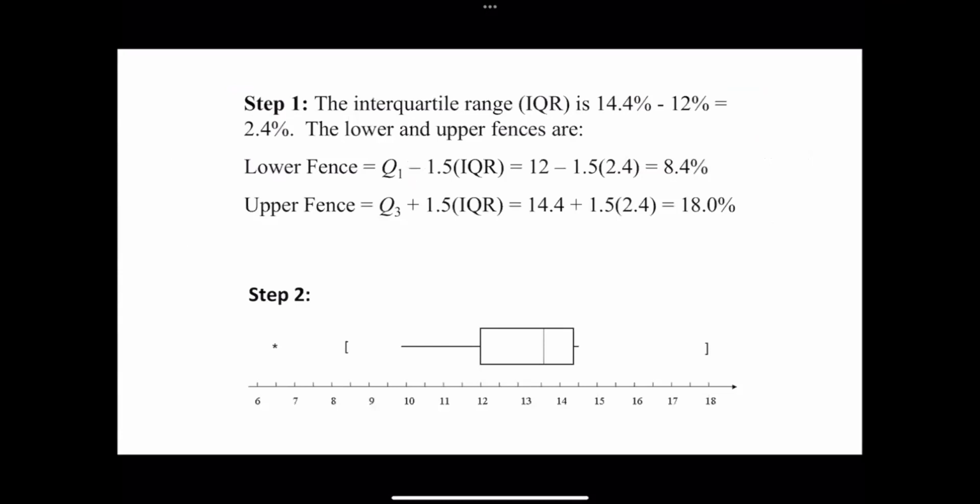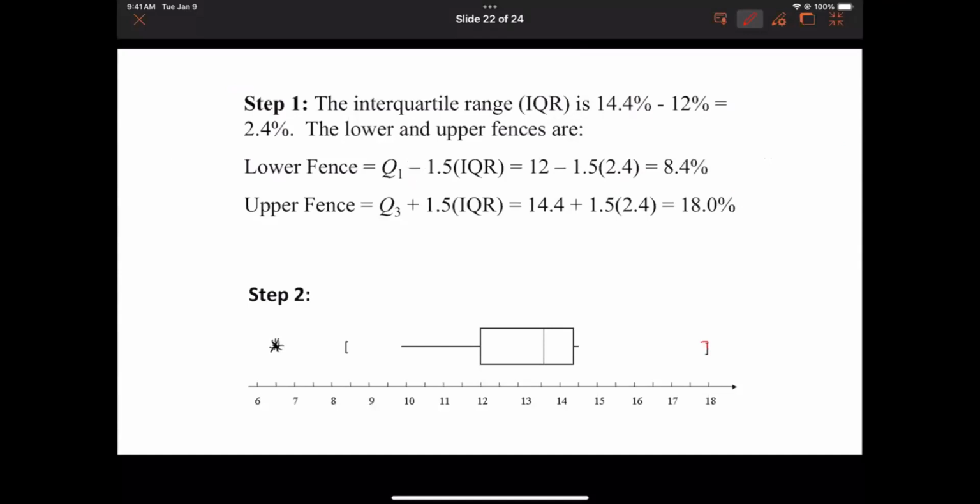So I have an outlier over here. It looks like it's about 6.5%. There's an outlier outside of my fence. These right here, I'll do a different color. I don't like this. These right here are the fences. It looks kind of like a hard bracket. These are the fences. You just label them on the number line.